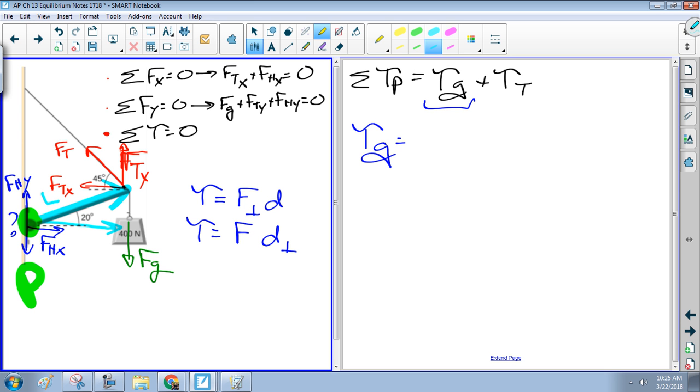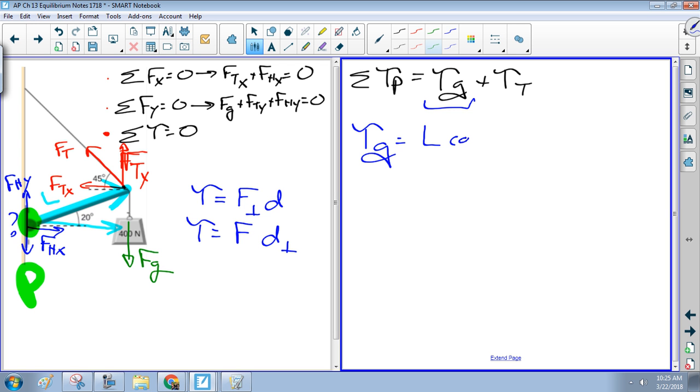So that means the perpendicular component of that, isn't that just L times the cosine of theta? Does anybody not see that? That would give me this horizontal distance, L cosine theta, right? So I think the torque from gravity is going to be L times the cosine of 20 degrees. So that's my D. And then times the force of gravity, which is 400 newtons, right? So there's the torque from gravity. Are there questions on how I calculated that?